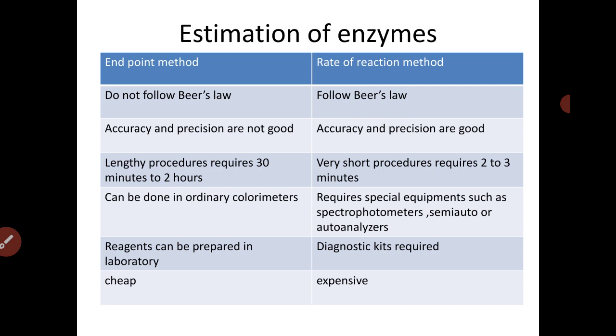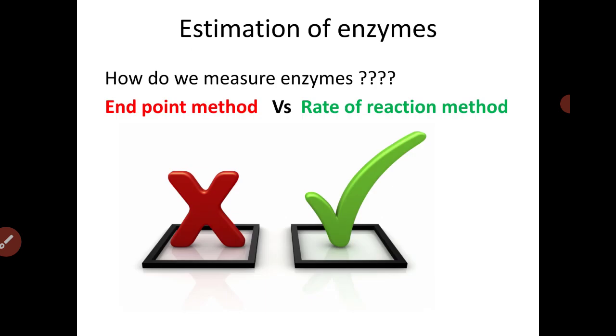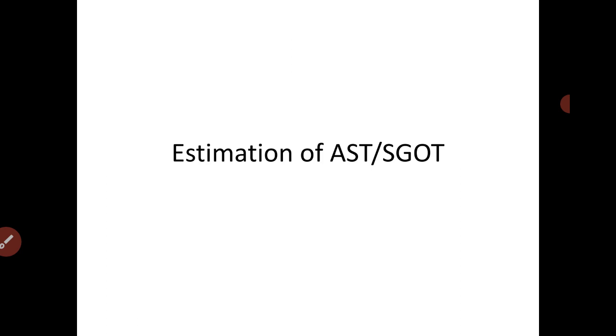The accuracy is good, precision is good, and the method also follows Beer's law, and we do not wait for that incubation time. Therefore, since it's a very short procedure, it requires only 2 to 3 minutes. So in our laboratories, what we follow is rate of reaction method. So how do we measure enzymes? By using rate of reaction methods.